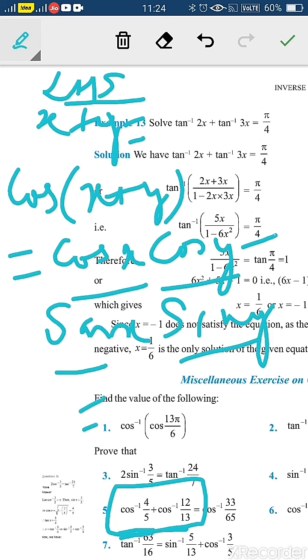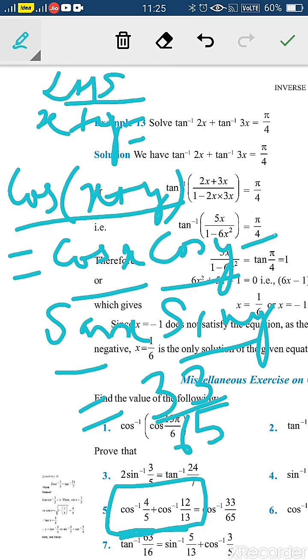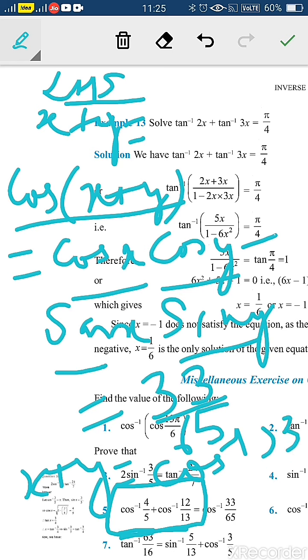So after solving, you will get the answer equal to 33 by 65. This is how you will be solving after putting the values. Then we have taken this cos of x plus y. Taking cos to the right hand side, we will get x plus y is equal to cos inverse 33 by 65, which is equal to your right hand side. In this way you will solve the question.